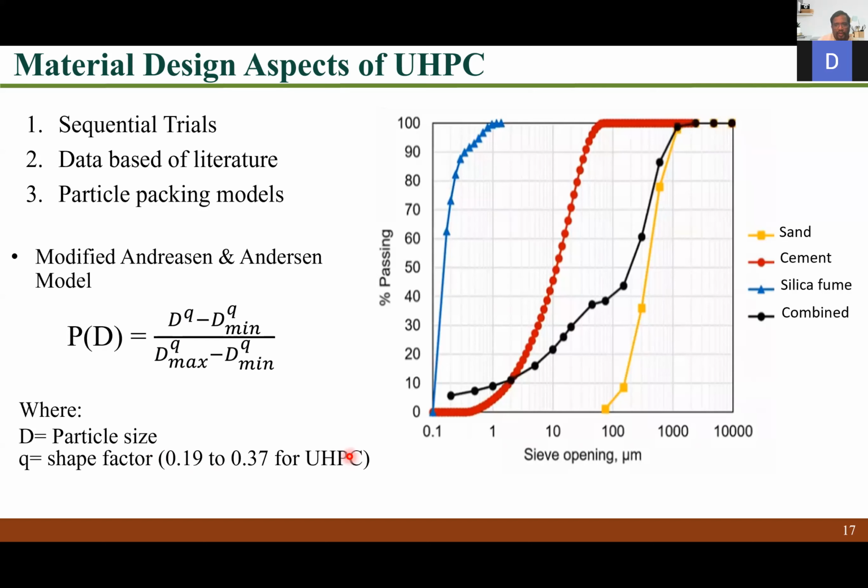Have a very small size, what I have is 0.1 micrometer. So your D minimum is going to be 0.1 micrometer. And then here we are talking about sand, about 1,000 micrometer is the largest size. So D max is 1,000 micrometer, D minimum is 0.1 micrometer.